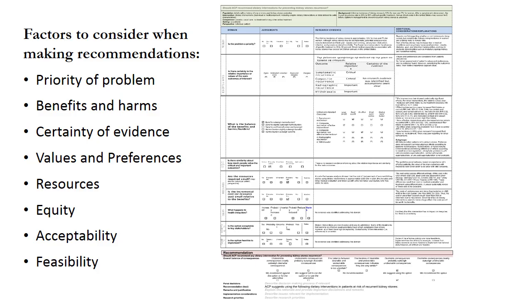Before a guideline panel meeting, the methods group gathers and synthesizes evidence to assist the guideline panel to make a recommendation. The table includes evidence about a variety of factors, including the priority of the problem, the benefits and harms, the certainty of the evidence, the values and preferences of patients, resources, issues around equity, acceptability, and feasibility.